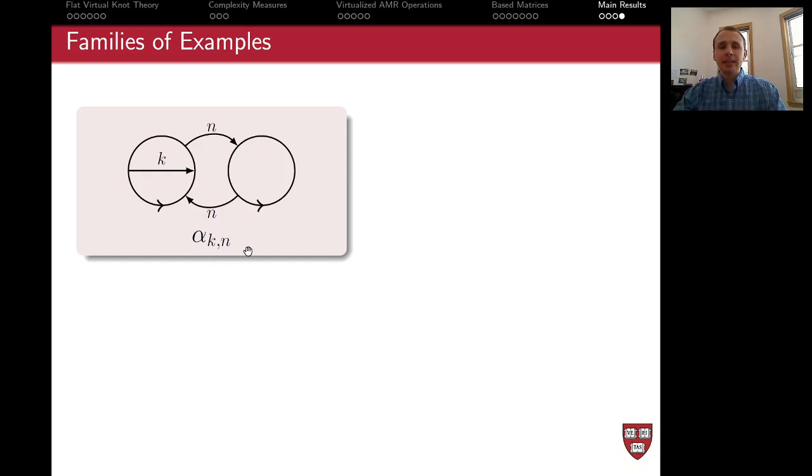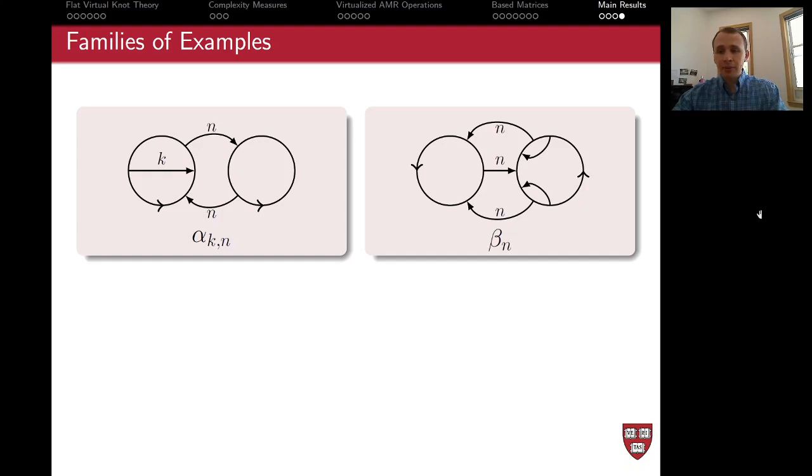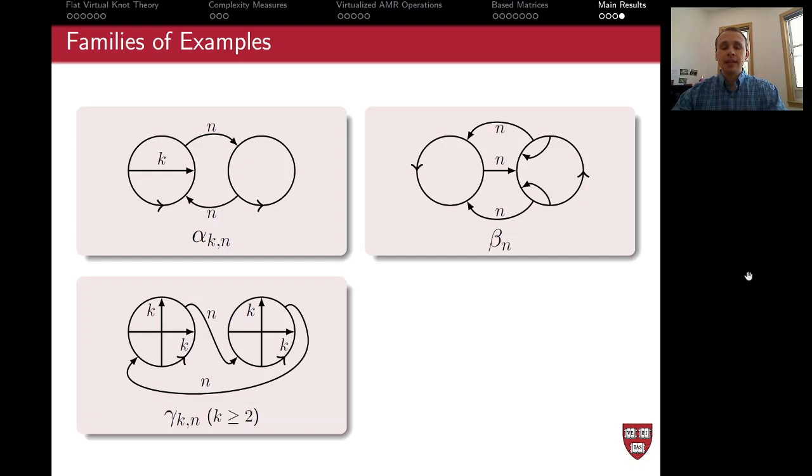So here's a collection of flat virtual links where the numbers here are representing the number of parallel arrows. So here we have k arrows pulled across, n arcing from one component to the other, and then n going the other way. Here's the family related to beta that I promised, where we have these 3n intersection arrows, 2 self-intersections, and then here's a family which exhibits some symmetry.